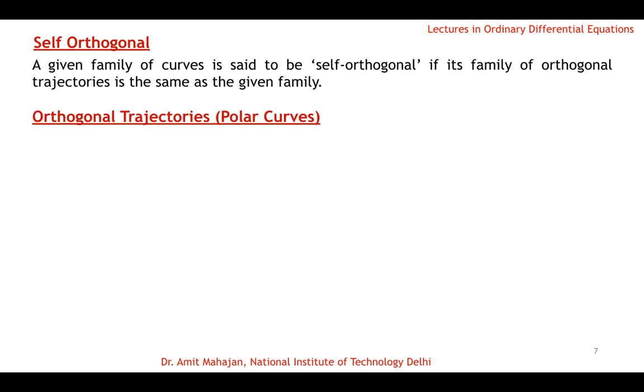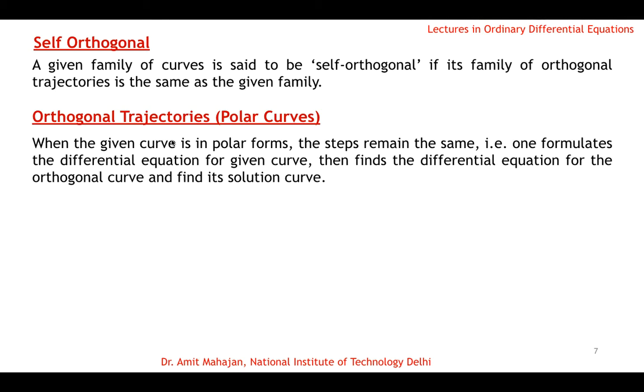The second definition is the orthogonal trajectories in polar curves. The method is similar: when the given curve is in polar form, the steps remain the same. That is, one formulates the differential equation for the given curve, then finds the differential equation for the orthogonal curves and finds its solution curve. So the same three steps that we used are to be followed. Slopes are to be substituted carefully.